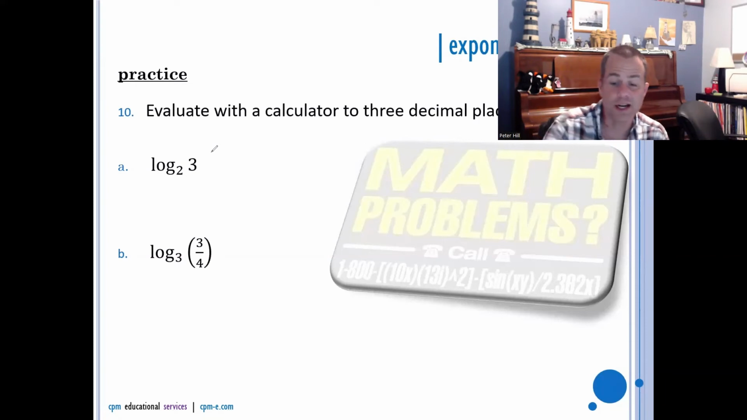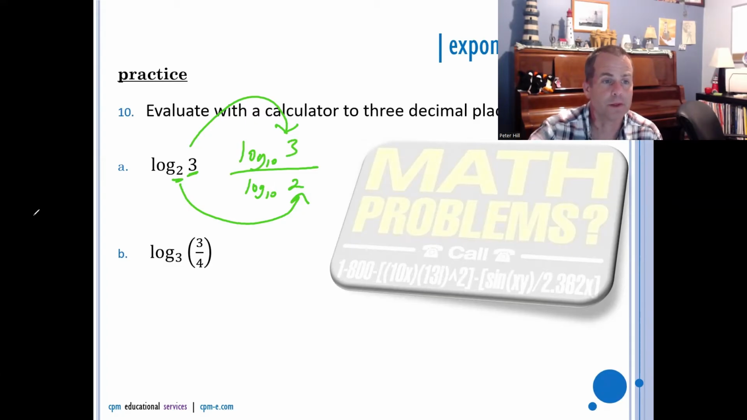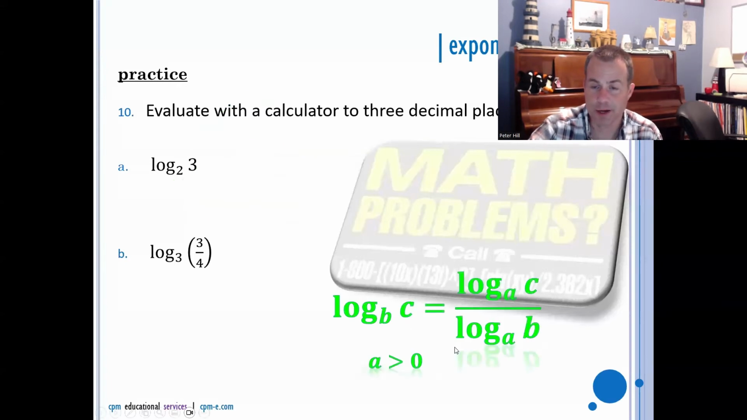If you're an older TI, you don't have that option, but everybody can use the change of base identity. The change of base identity would say that I can change this to base 10 by going log base 10 of 3 divided by log base 10 of 2. The thing you were originally taking the log of goes on the top, and then your original base goes on the bottom. Everybody has a log button on their calculator, so everybody can do it this way. There's the change of base identity, and that's on a formula sheet for you.